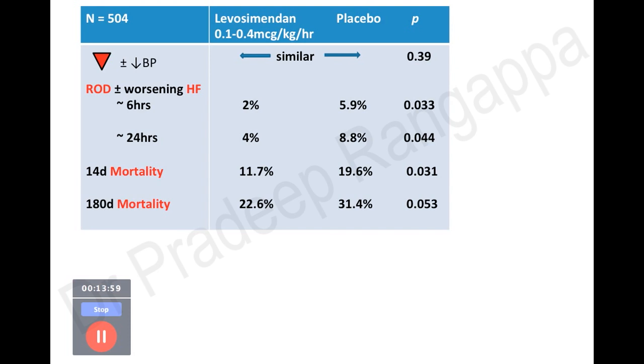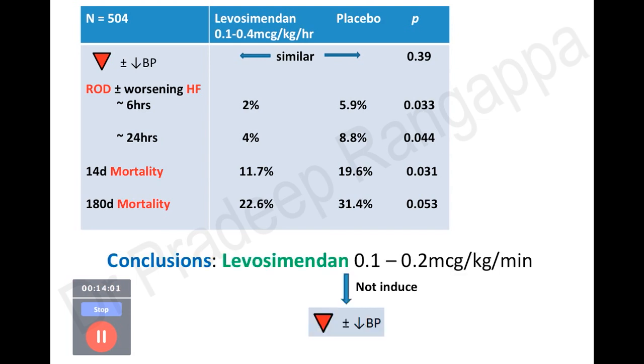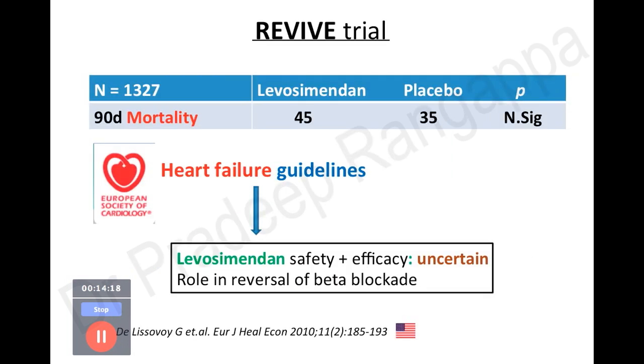There was a mortality benefit with levosimendan. So the conclusions the authors made was levosimendan at 0.1 to 0.2 micrograms did not induce myocardial ischemia or hypotension, and it did reduce the risk of death and reduce the worsening heart failure. So this was in LV failure. This was in patients with left ventricular failure.